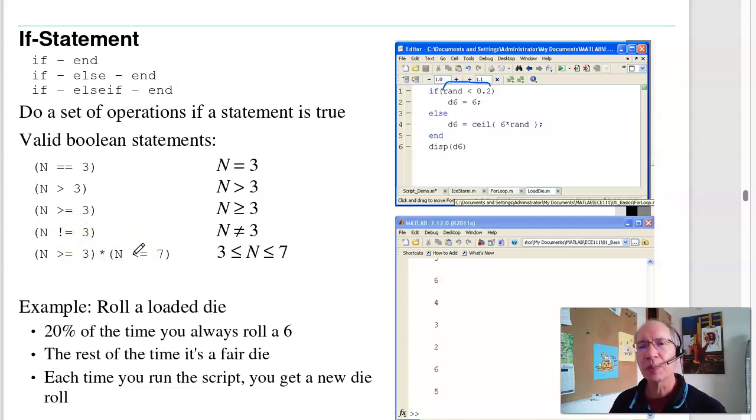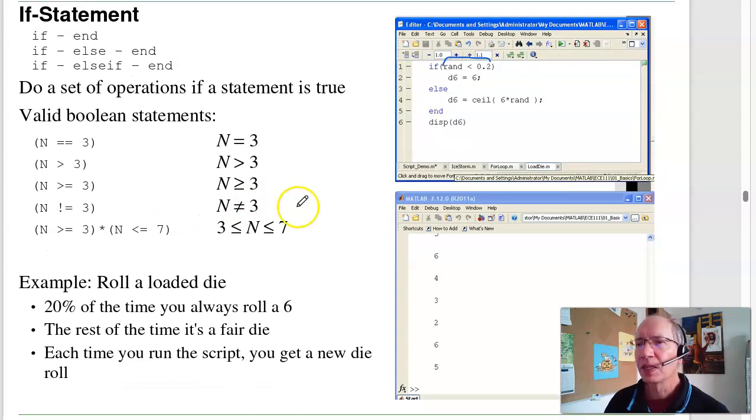So suppose I want to roll a 6-sided die where it's loaded. 20% of the time I get a 6. That would be this code. I'm going to pick a random number. If it's less than 0.2, or 20% of the time, my answer will always be a 6. Otherwise, it's a fair 6-sided die. Then display the answer. When I run that, I got a 6, 4, 3, 2, 6, 5. Every time I run this, I get a different number. It's random. But it's loaded. I get a few too many 6s.